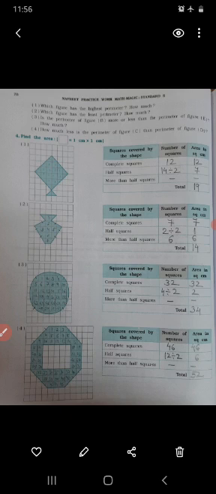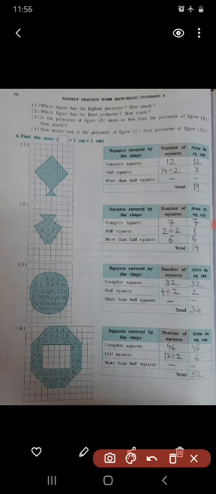Firstly, count the fully shaded squares in the given figure. The figure is of a kite. When you count, there are 12 fully shaded squares. Now you can see these are the fully shaded squares, 12 in number. One whole square is counted as 1. So total 12 shaded squares. You will write number of squares 12, and the area in square centimeter also 12.